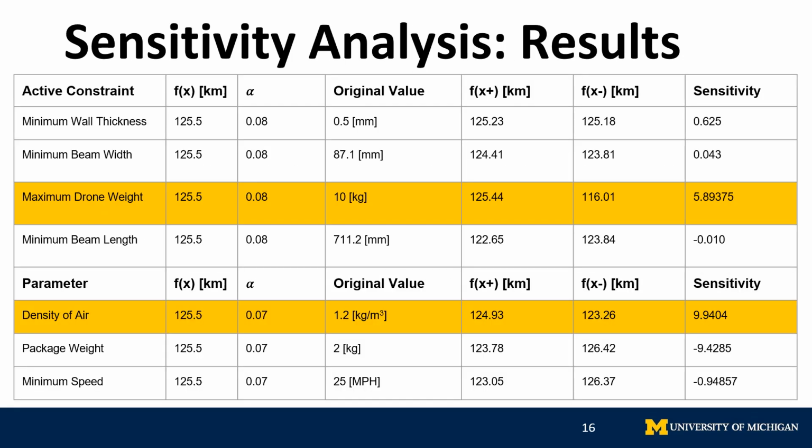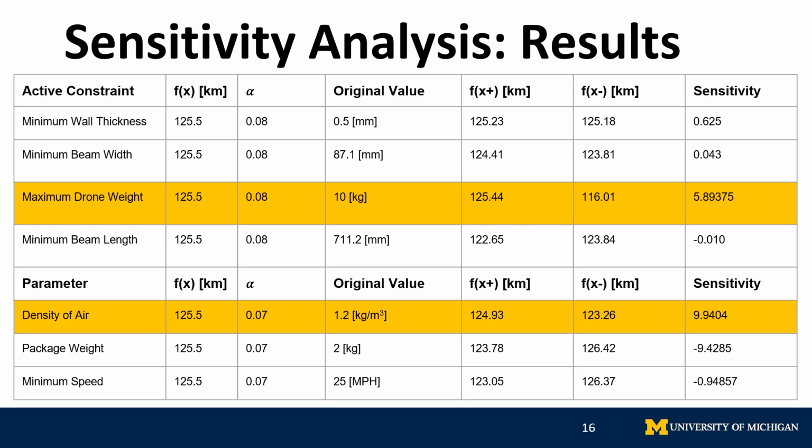The results of testing all constraints and parameters described by the methodology on the previous slide are shown here. It was found that maximum drone weight was the most sensitive active constraint in the system, and density of the air is the most sensitive parameter in the system. It can be observed that decreased weight led to a significant decrease in range, implying that drone range is quite sensitive to changes in weight.